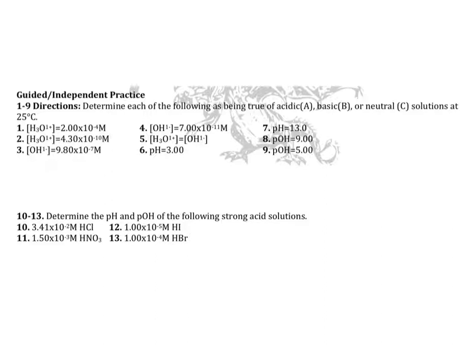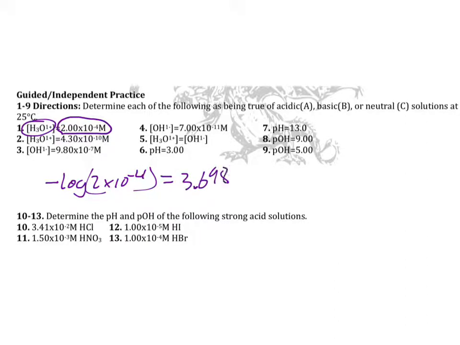First off, it says determine each of the following as being acidic, basic, or neutral. I'm going to go through a couple of these, very easy. This right here, really, all you need to do is take the negative log of that. So you do negative log of 2 times 10 to the negative 4, and that will give you the pH. The reason is that you're taking the negative log of the hydrogen ion concentration. And when you do that, that's going to give you a pH of 3.698, which is about 3.70. And so this is the pH.